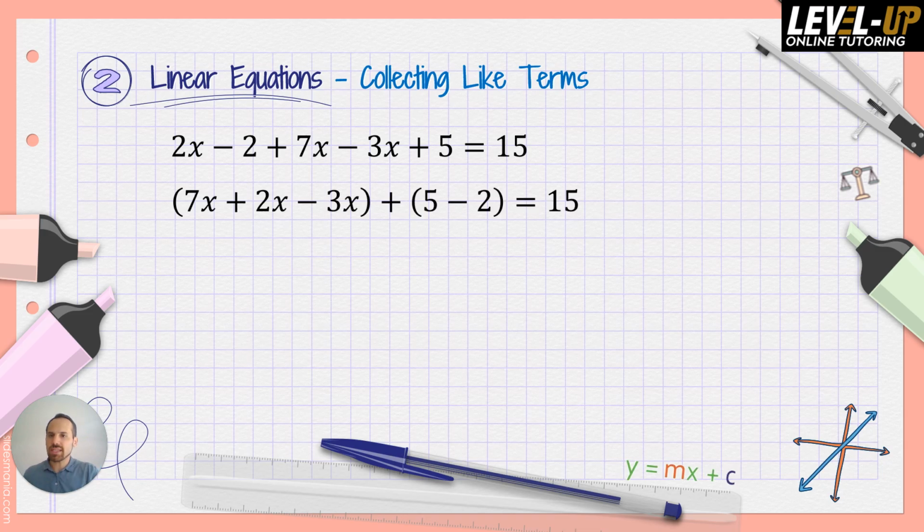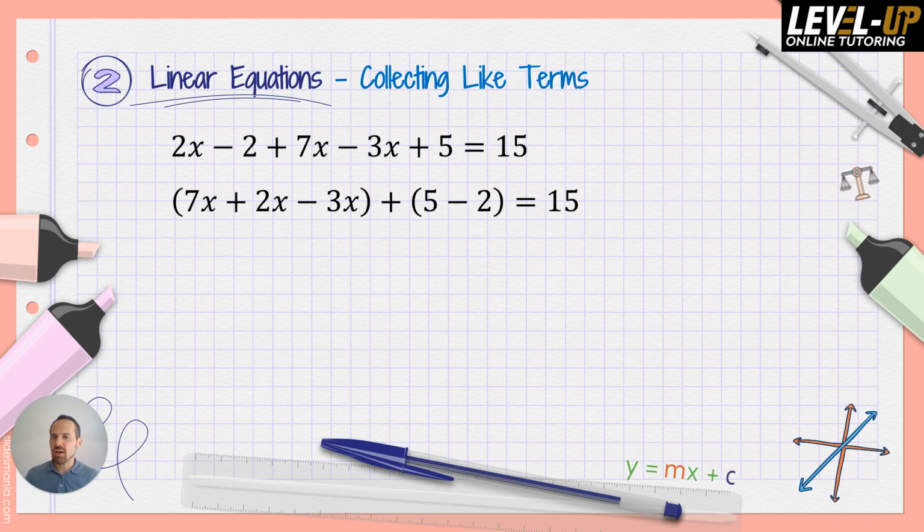So say if I want to bring all the x terms together, you see here I've got a 7x, I've got a 2x, and I've got a -3x. And with the number terms on that left-hand side of the equation at least, we've got 5 and we've got -2. And you see the minus comes with the -2. The minus sign comes with the -3x. Don't forget that.